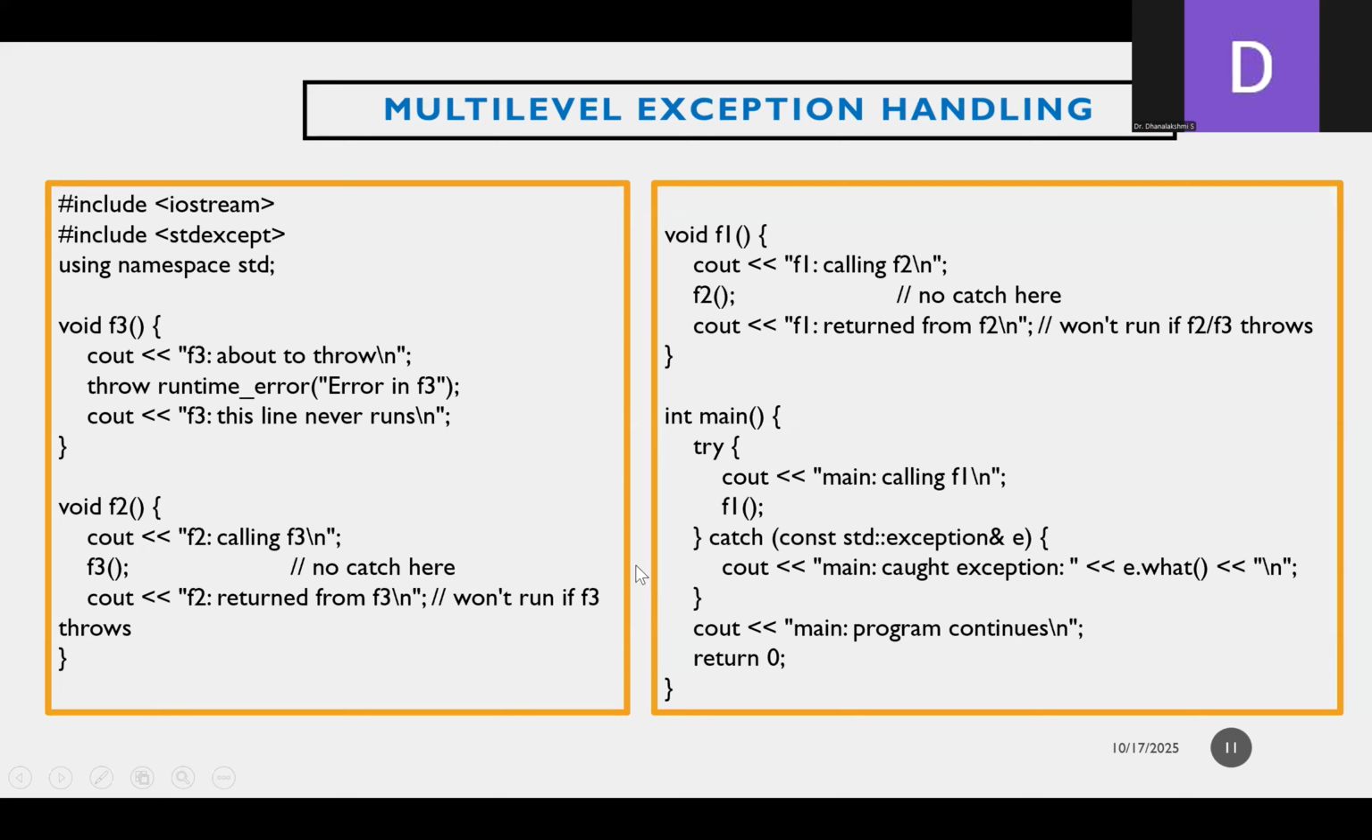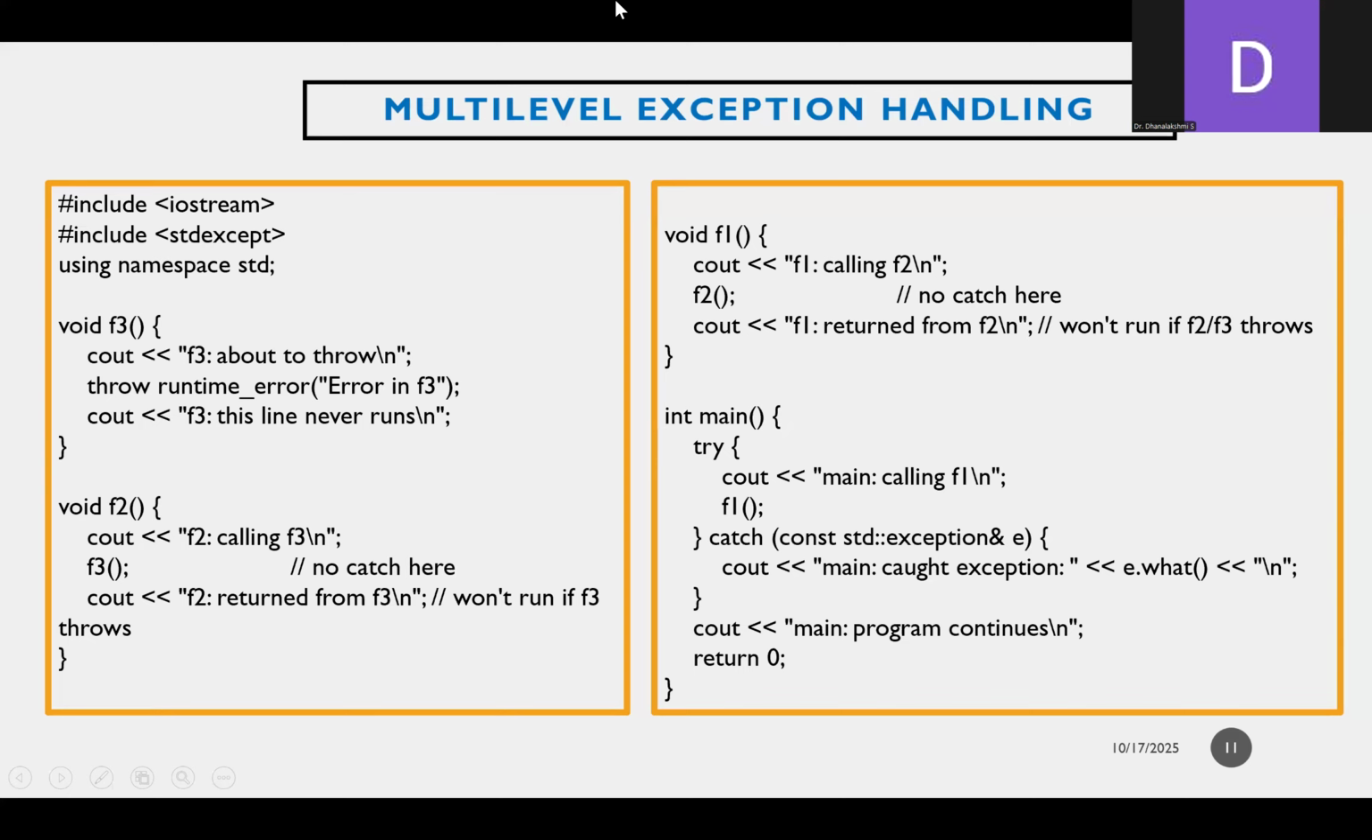So main enters a try block and executes cout, saying "main calling F1". So what is the output now? It will print "main calling F1". Next, F1 is being called from main itself.